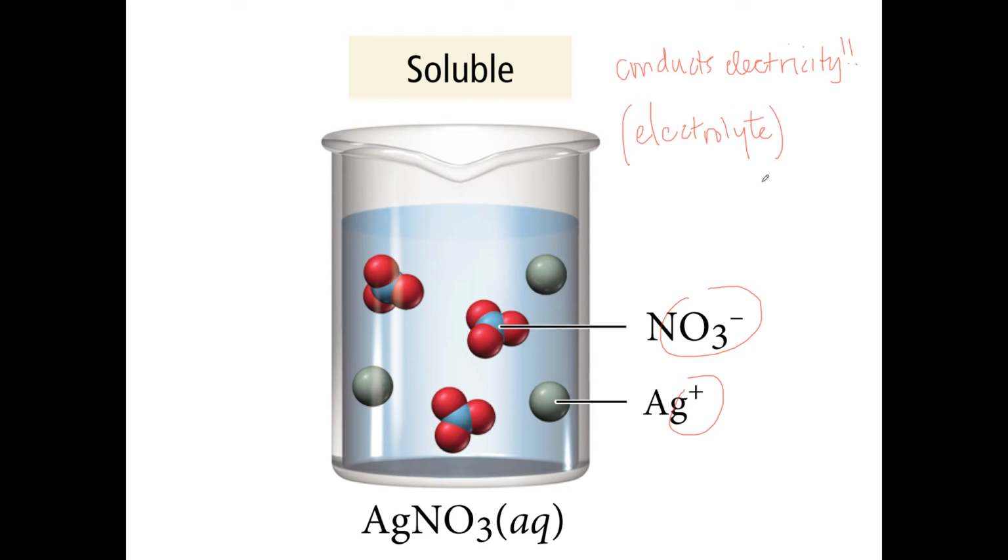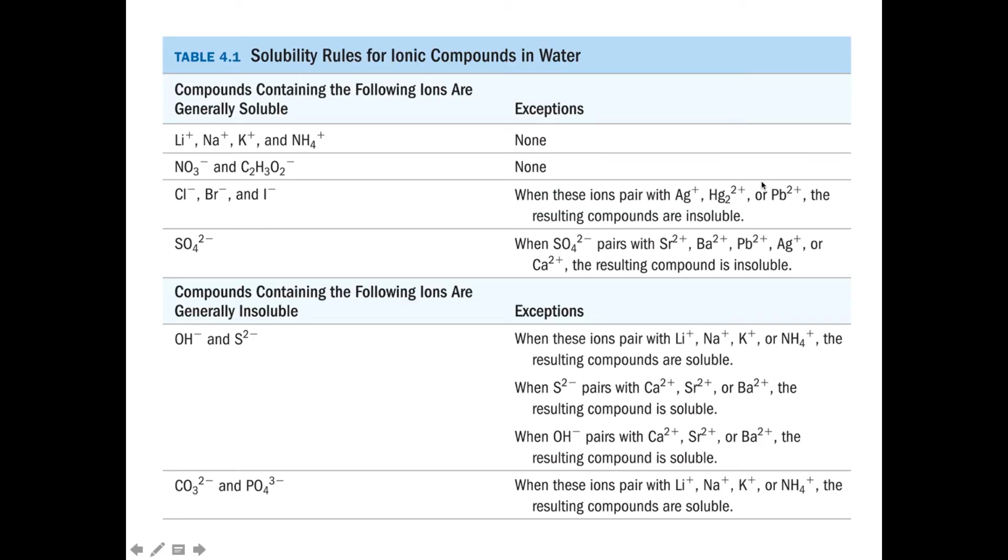Now, how are you going to know if something is soluble or not? How are you going to know if something dissolves in water or not? Here is the key. We're going to use this table over and over again. We'll do one example here in a minute, but you must practice using this table. Look at how this goes. Compounds containing the following ions are generally soluble, and compounds containing the following ions are generally insoluble. That's what this column here is, and here are the exceptions.